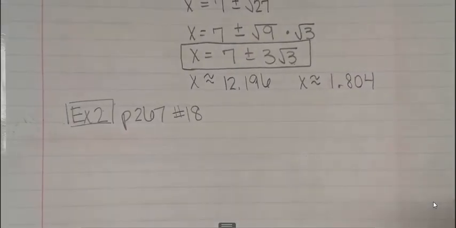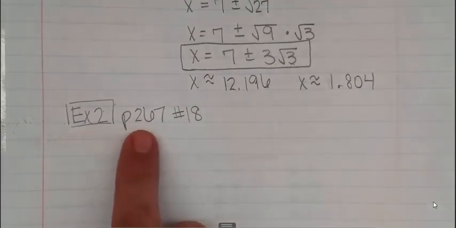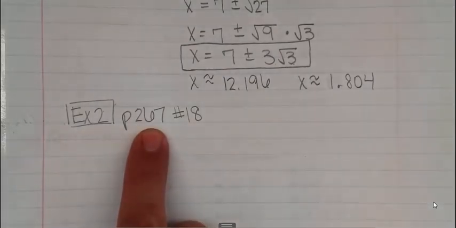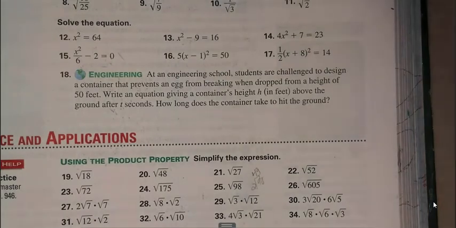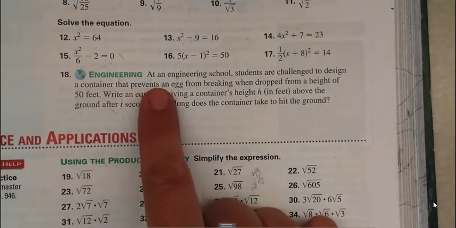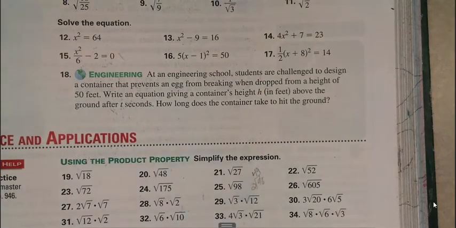Okay, so let's apply this. This is going to be example 2, page 267, number 18. So here it is. It's an engineering problem. At an engineering school, students are challenged to design a container that prevents an egg from breaking when dropped from a height of 50 feet. Some of you may have done this in junior high. Write an equation giving the container's height, h, in feet above the ground after t seconds. How long does the container take to hit the ground?